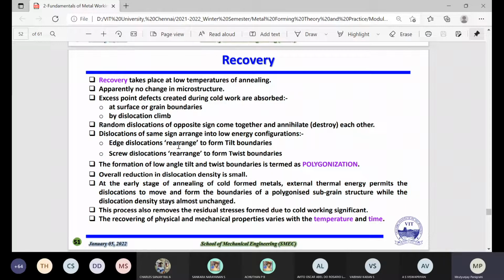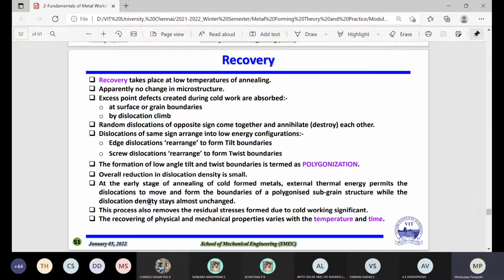And then the dislocations of the same sign arrange into a low energy configuration. If you want to remember, the edge dislocations are normally known as the tilt boundaries, and the screw dislocations are normally known as the twist boundary. Okay, and the formation of low angle tilt and twist boundaries is termed polygonization. I'm not going into details about polygonization, you can just remember it here. And the overall reduction in dislocation density is very small here.